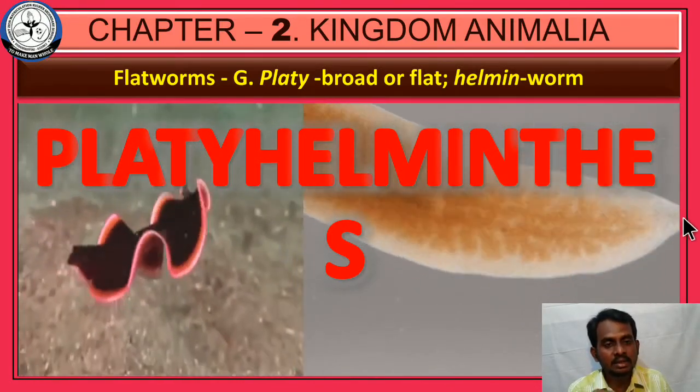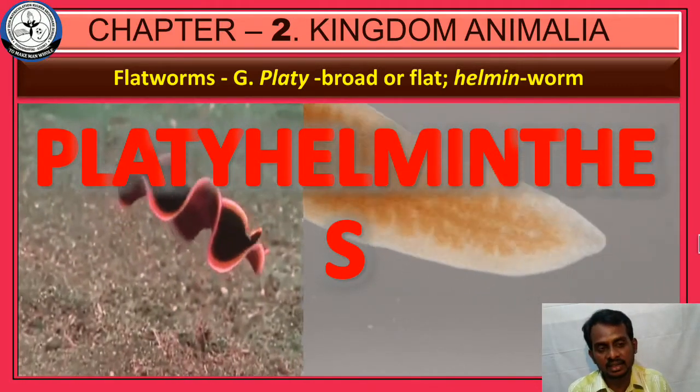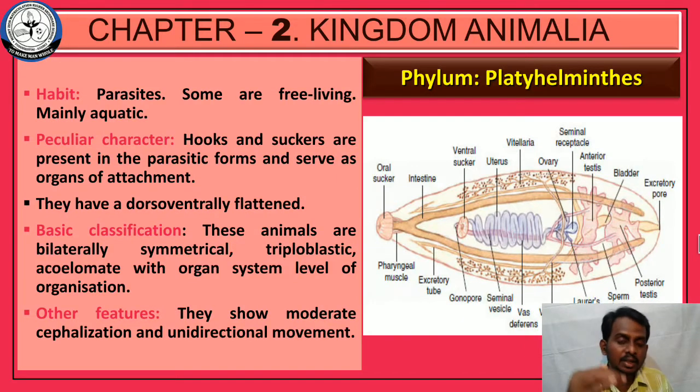Okay, these are some peculiar characters of Platyhelminthes. What characteristic features did we study in this part? First, it may be parasitic or free living, with hooks and suckers, because a parasitic organism has a specific structure for attachment.